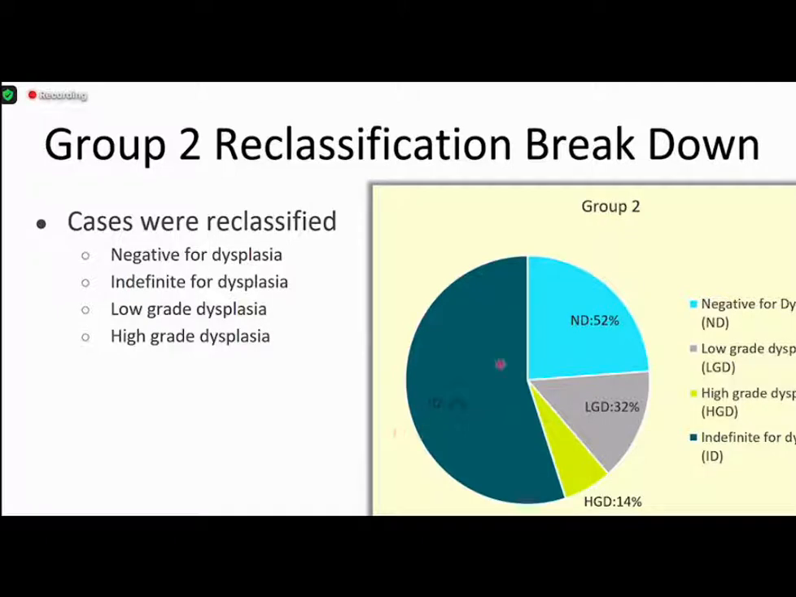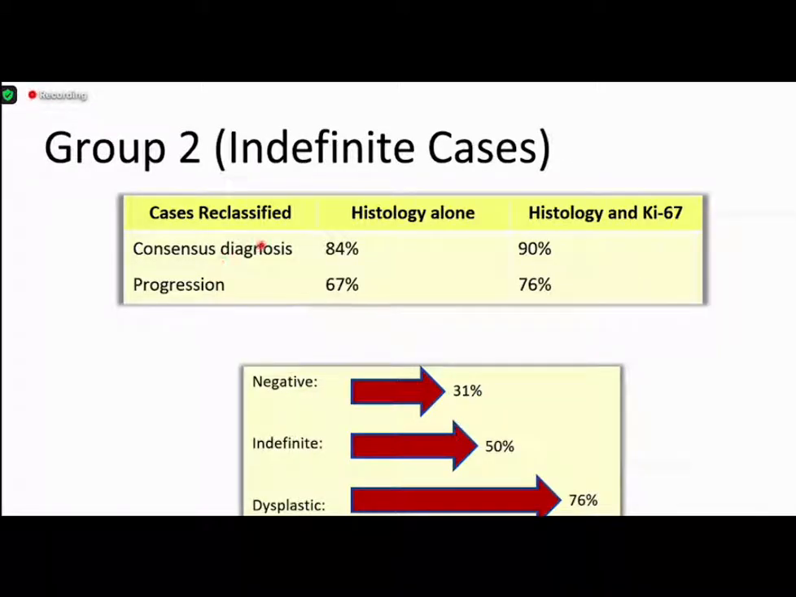This is the classification of those cases. 52% were reclassified into the negative category, 32% into low-grade, 14% into high-grade, and 2% into the indefinite category. When comparing this reclassification, our two measures were consensus and progression. Based on consensus diagnosis, more cases were correctly reclassified using Ki-67 with histology, 90% compared to 84%. And based on progression, a similar trend was seen with more cases being correctly reclassified, 76% versus 67%.